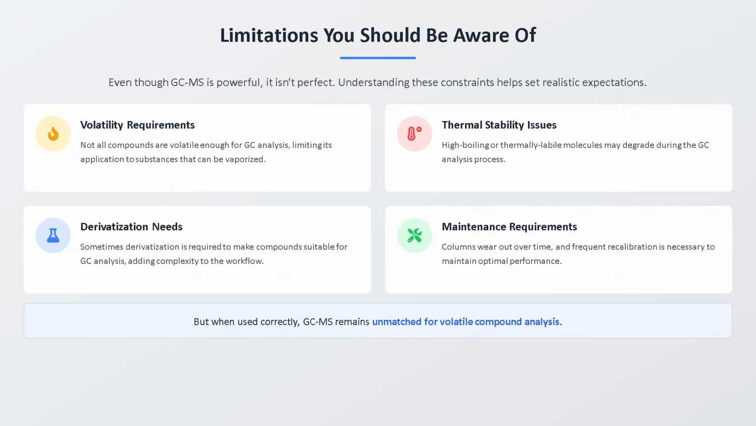As powerful as GC-MS is, it does have limitations. Not all compounds are volatile or thermally stable enough to survive GC conditions. Some molecules require derivatization, which adds extra steps and complexity. Columns degrade over time, which means recalibration and maintenance are essential. Despite these limitations, when GC-MS is used correctly, it remains unmatched for analyzing volatile and semi-volatile compounds.